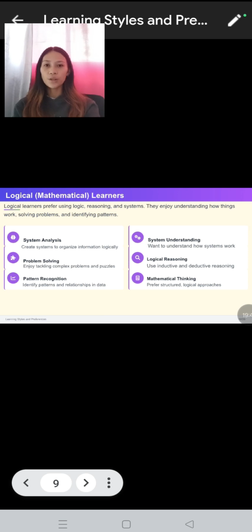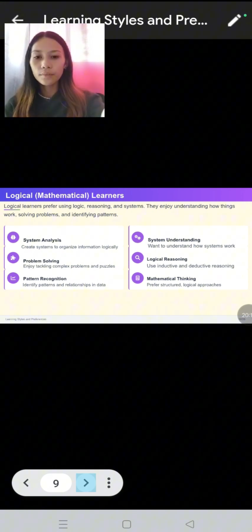Next is mathematical thinking. They prefer learning methods that are structured, step by step, and based on clear logic or mathematics. In short, if you love math, science, puzzles, and figuring out the underlying rules or how things operate, you might be a logical mathematical learner. So, next slide.